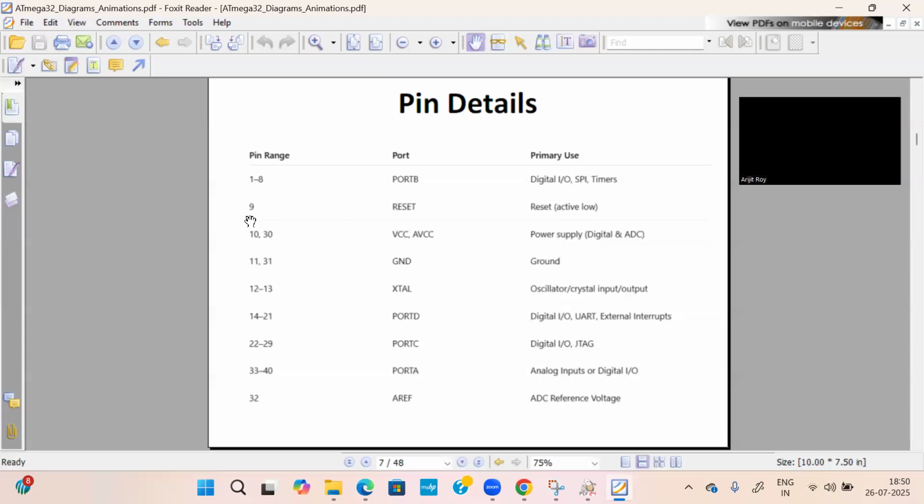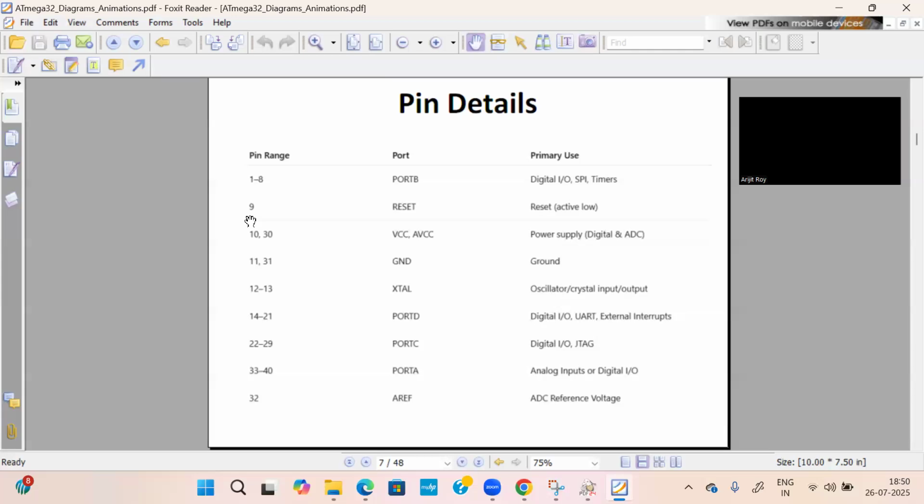Next, pin number 9 is called the reset pin. That means if I want to reset the microcontroller at any time during my program, I can use this pin.